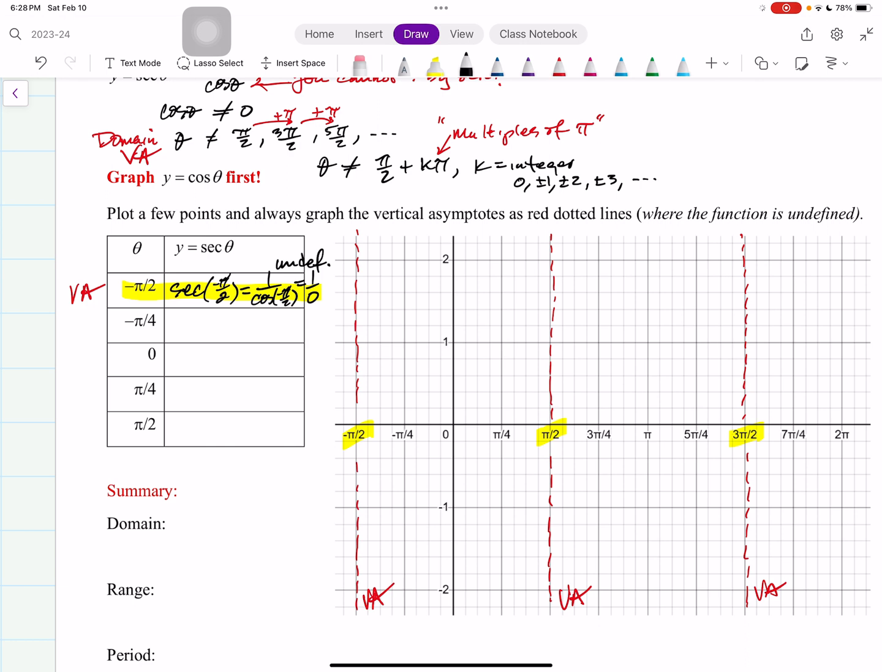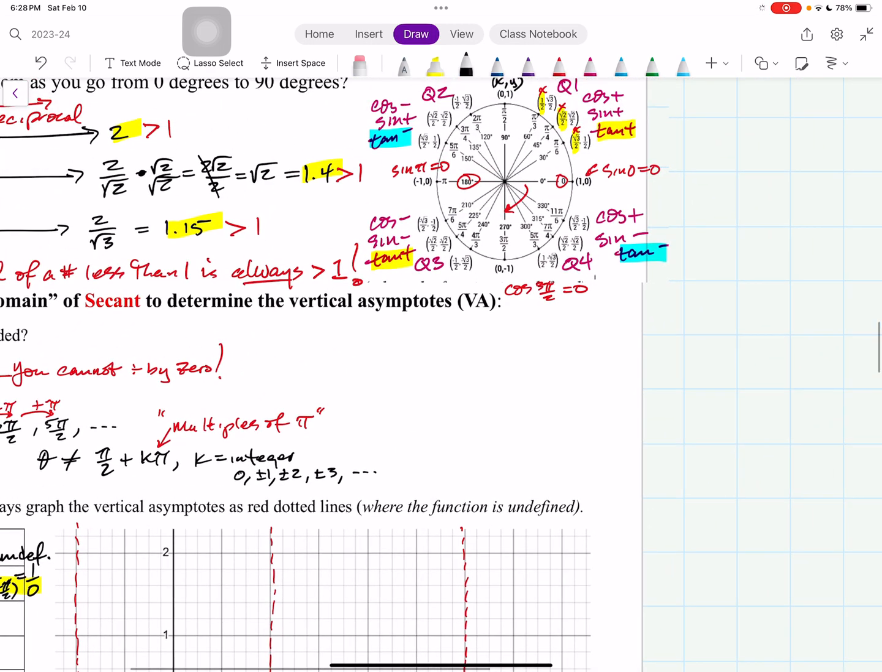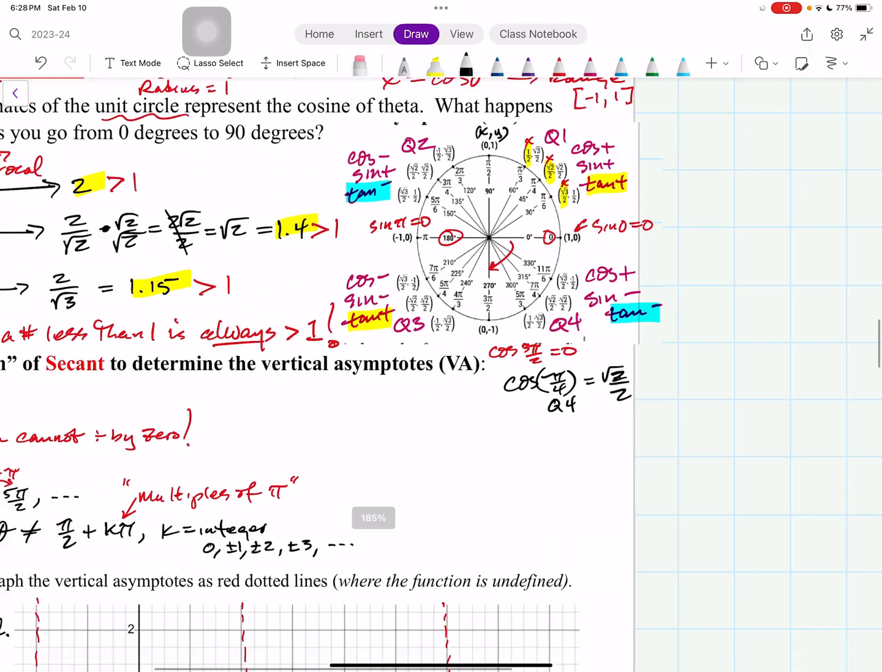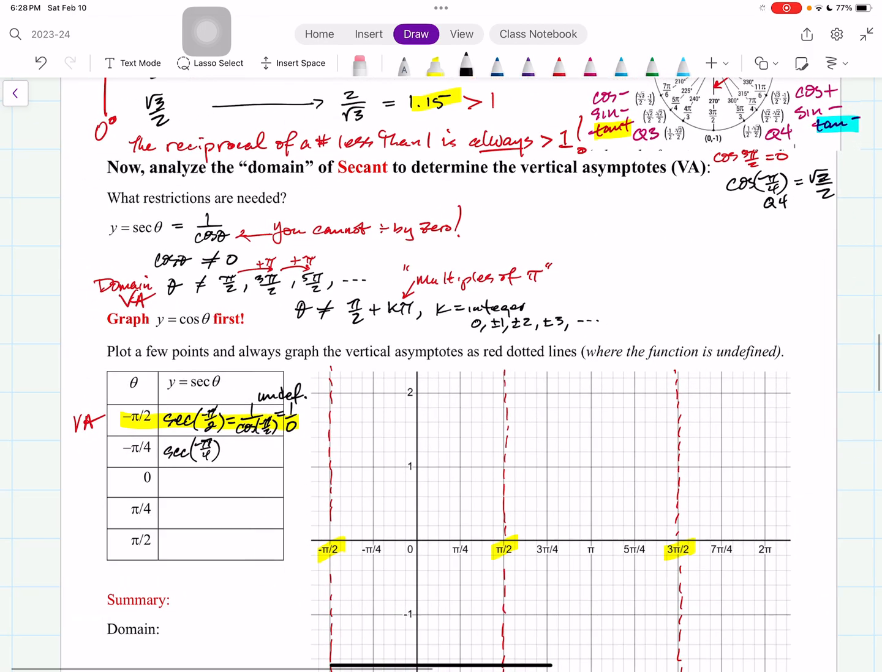So what do we get at negative pi fourths? Well, let's find out. So secant of negative pi fourths. If we knew what the cosine of negative pi fourths was, that's quadrant 4, because remember, negative angles are a clockwise rotation. So that's coterminal with 7 pi fourths, and the cosine value there is root 2 over 2. So the secant of that is the reciprocal of that, which is 2 over rad 2.